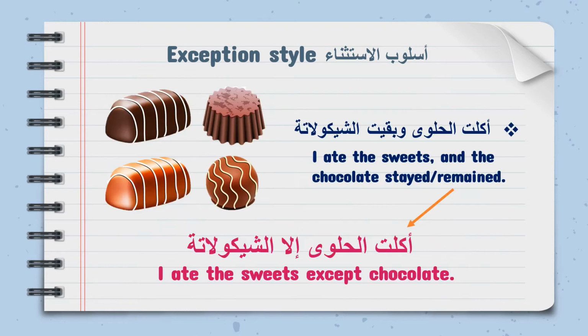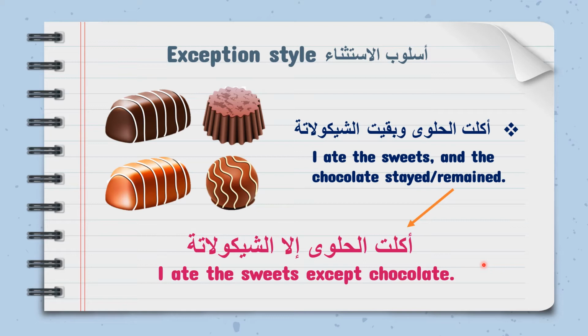Now let's look at some examples. أكلت الحلوى وبقية الشوكولاتة. This means I ate the sweets and the chocolate stayed or remained. In this example, you can identify that the word chocolates is the excluded word.